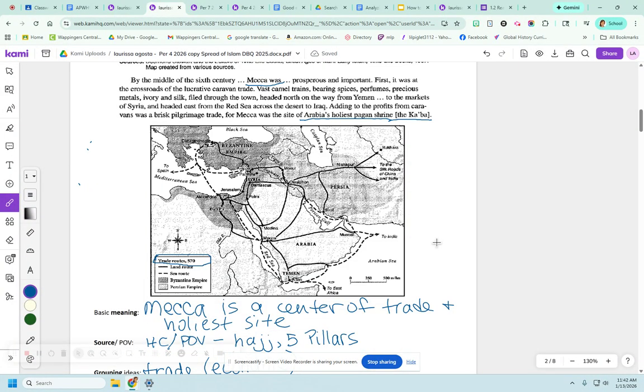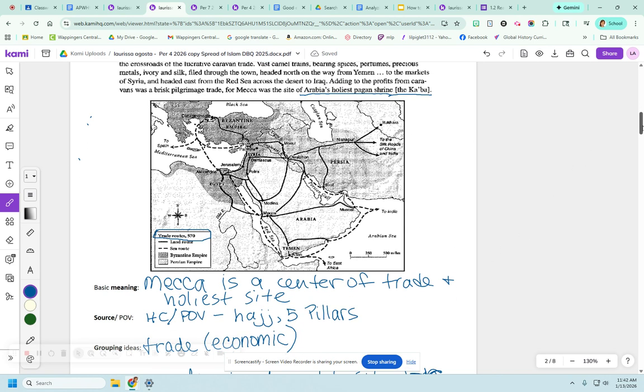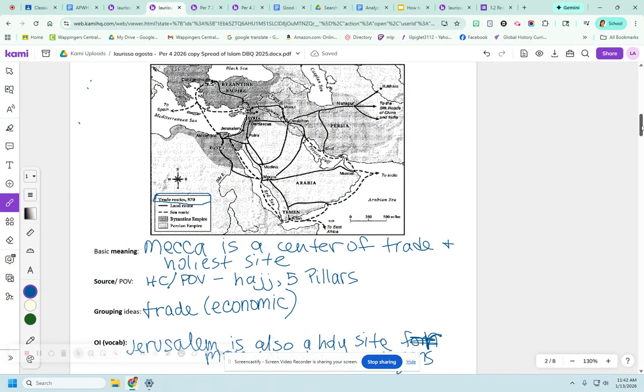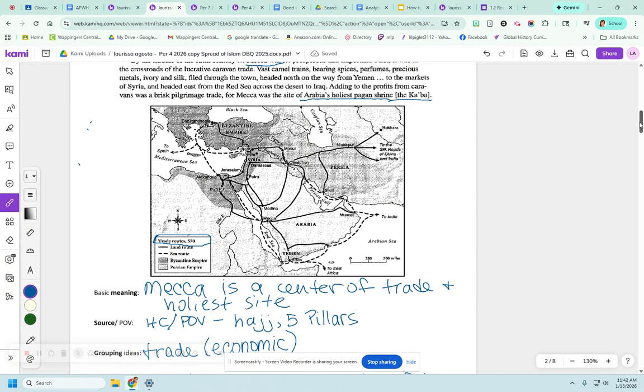So that's really, based on what it says here and what it shows here, the basic meaning of document 1, that Mecca is a center of trade, and it also was the holiest site in Islam, and that's what you would explain about the document. For sourcing, you would either need to give some historical context about what Hajj is, maybe that it's part of the 5 pillars of faith, or something that sets it in history or geographically.